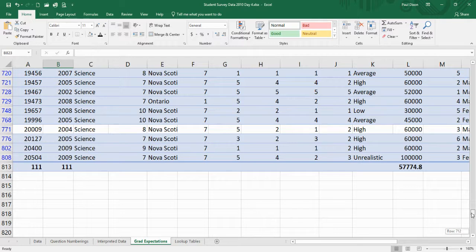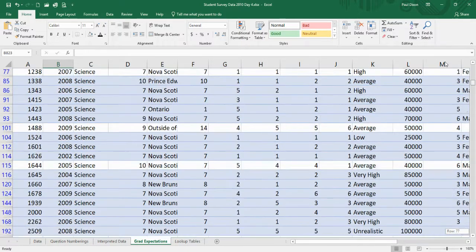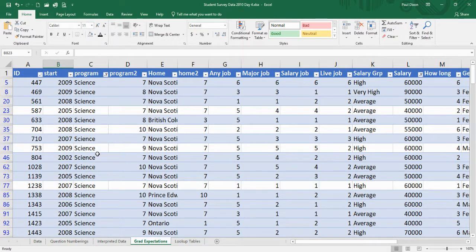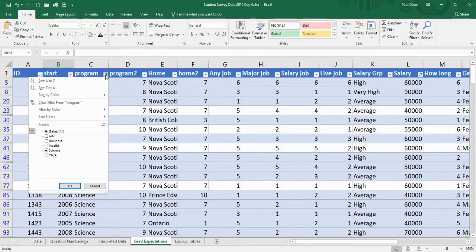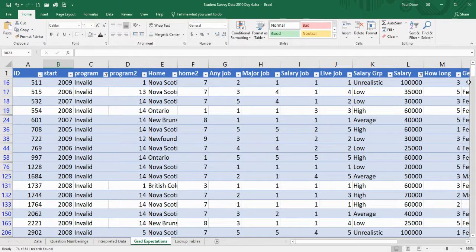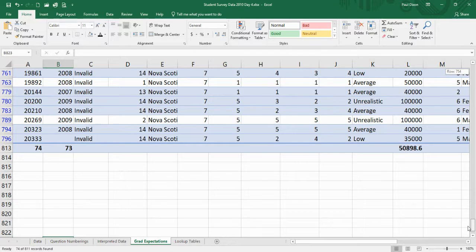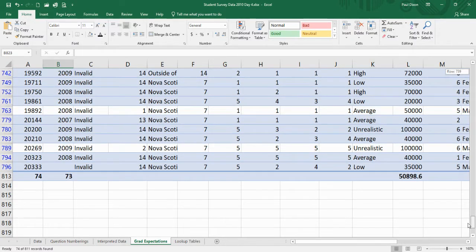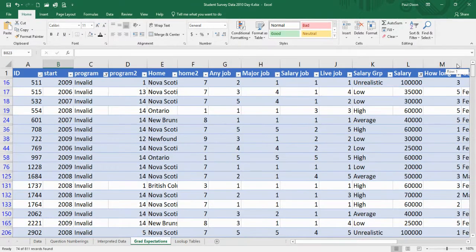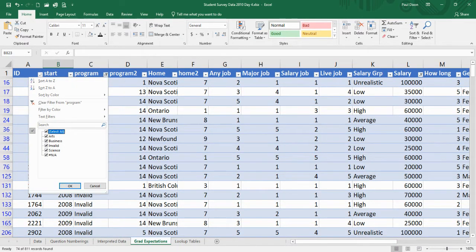Whoops. What happened here? I lost my top row here. How about people whose programs are ones that we don't offer? Oh, somehow I'm losing my header row. That's about average. These are all strange people too. Okay. So I can do all kinds of different things in terms of filtering.